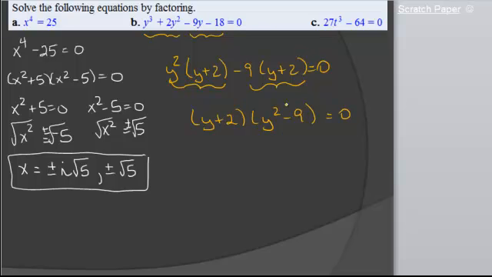Now this part is difference of squares. So we have y plus 2, factor the difference of squares, so you get y plus 3, y minus 3. Now we set each factor equal to 0.